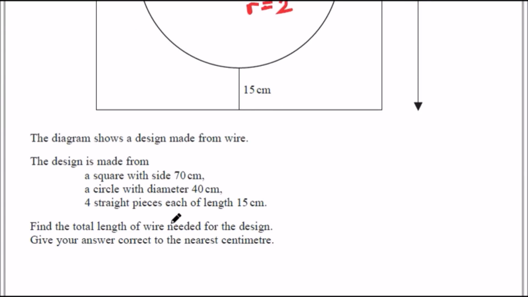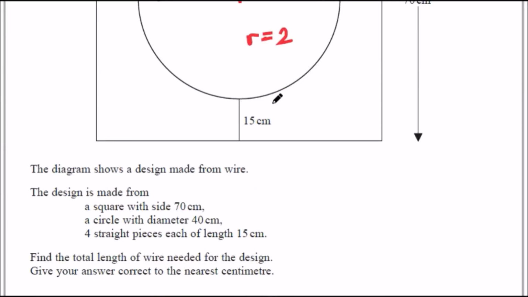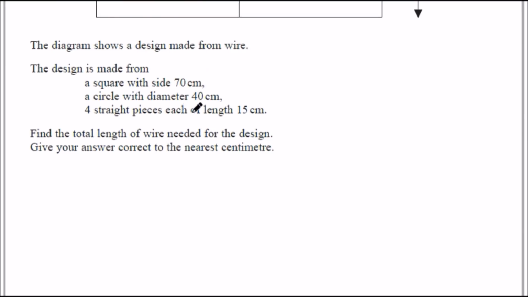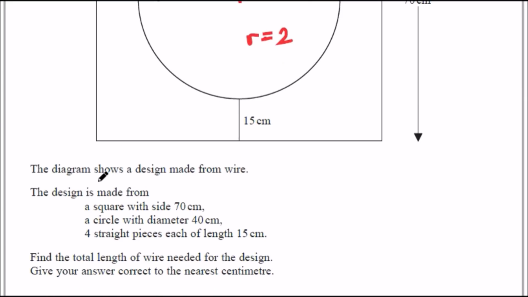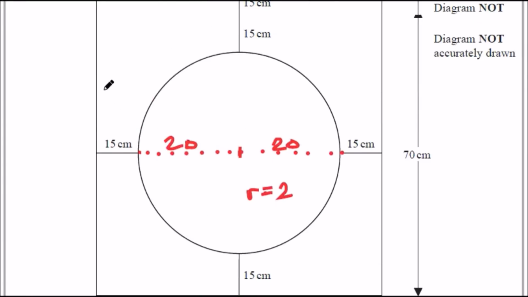And 4 straight pieces with each length 15. Great, we got that. Find the total length of wire needed for the design. Give your answer correct to the nearest centimeter. Easy, so all we have to do, so let's have a look. Is everything made of a wire here? Yep, so even the long lengths.